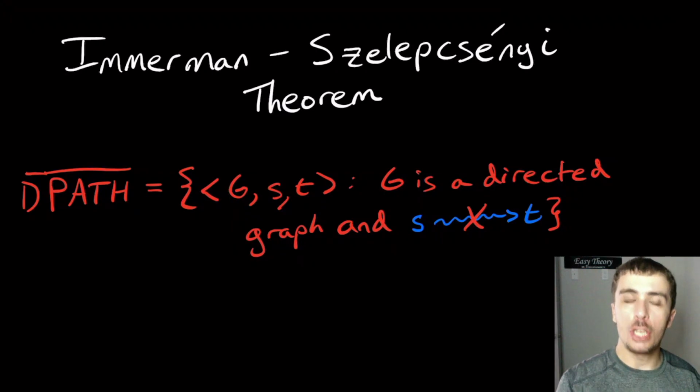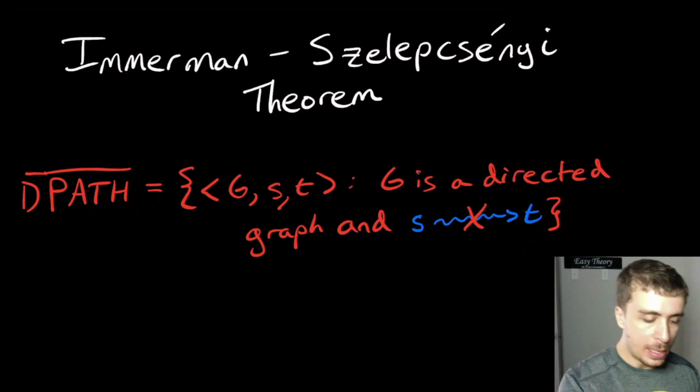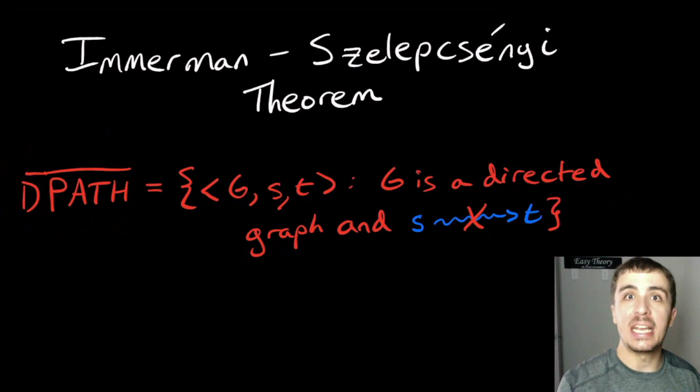So they showed that the complement of the directed path problem, which is d-path complement here, is in NL. We saw that the original problem is NL complete, and if we show that this guy is in NL, that would imply that NL is equal to coNL.